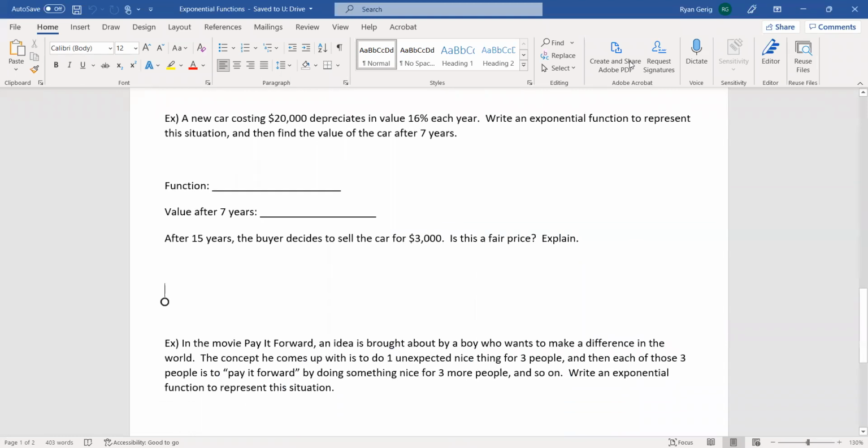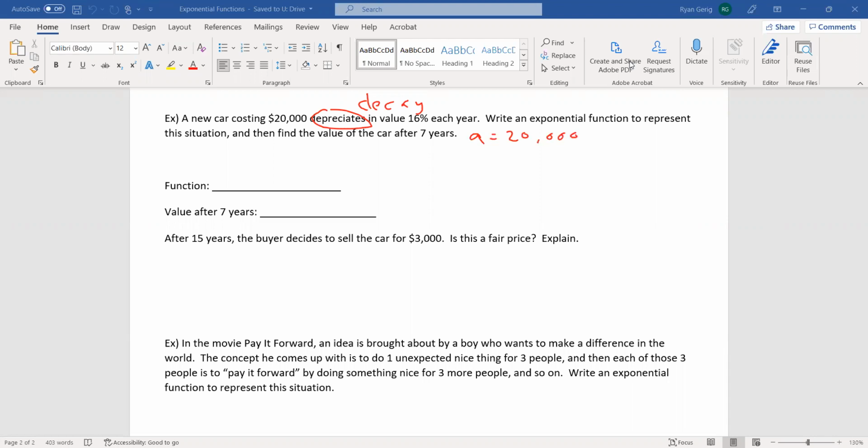Okay, next example. A new car costing $20,000 depreciates in value 16% each year. Write an exponential function to represent the situation and then find the value of the car after 7 years. So first thing you have to understand is what depreciate means. Depreciate means goes down in value. So this is going to be a decay. Okay, the A value is the starting value, so 20,000.